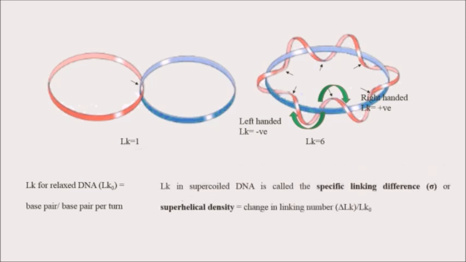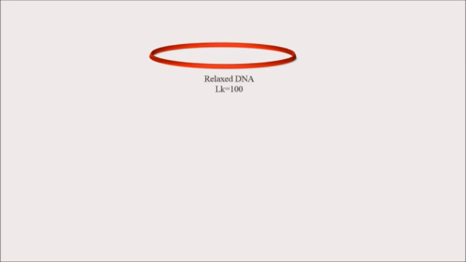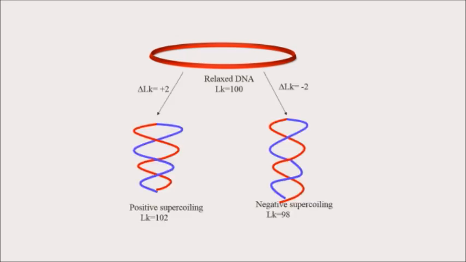Linkage number in supercoiled DNA is called the specific linking difference or superhelical density. It is equal to the change in linking number divided by the linking number in the relaxed state. If relaxed DNA differs only in their linkage number, as here, positive supercoiling and negative supercoiling differ only by a linkage number of -2 and +2. Such a condition is known as topoisomers.